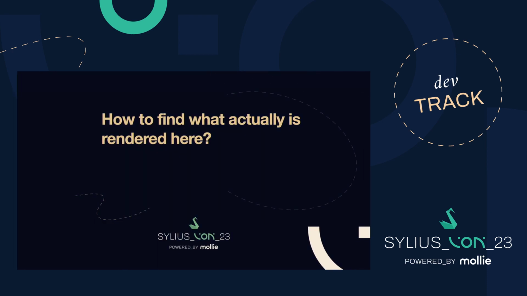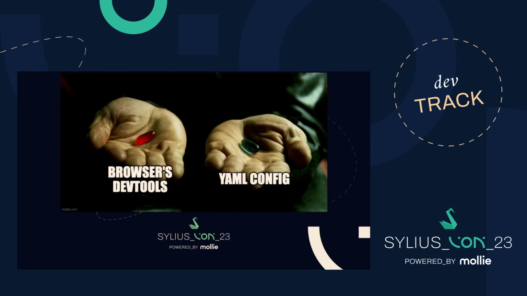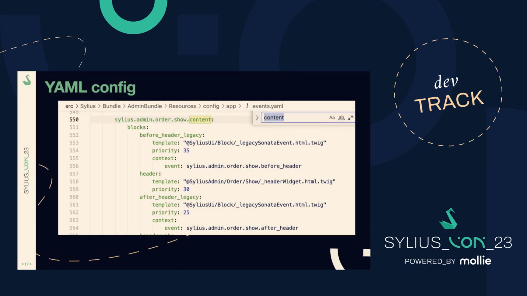We'll have to have a way to find it. And there are 2 ways in Sylius. The first one is browser DevTools, and the second one is YAML config. But let's take a look at the second one first. In the YAML config, we can copy the name of the event, we can paste it, and we can find this configuration and see what blocks are rendered.